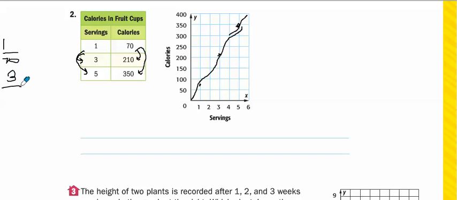3 over 210, which is the same as 1 over 70, and 5 over 350, which is the same as 1 over 70. So yes, they are proportional.